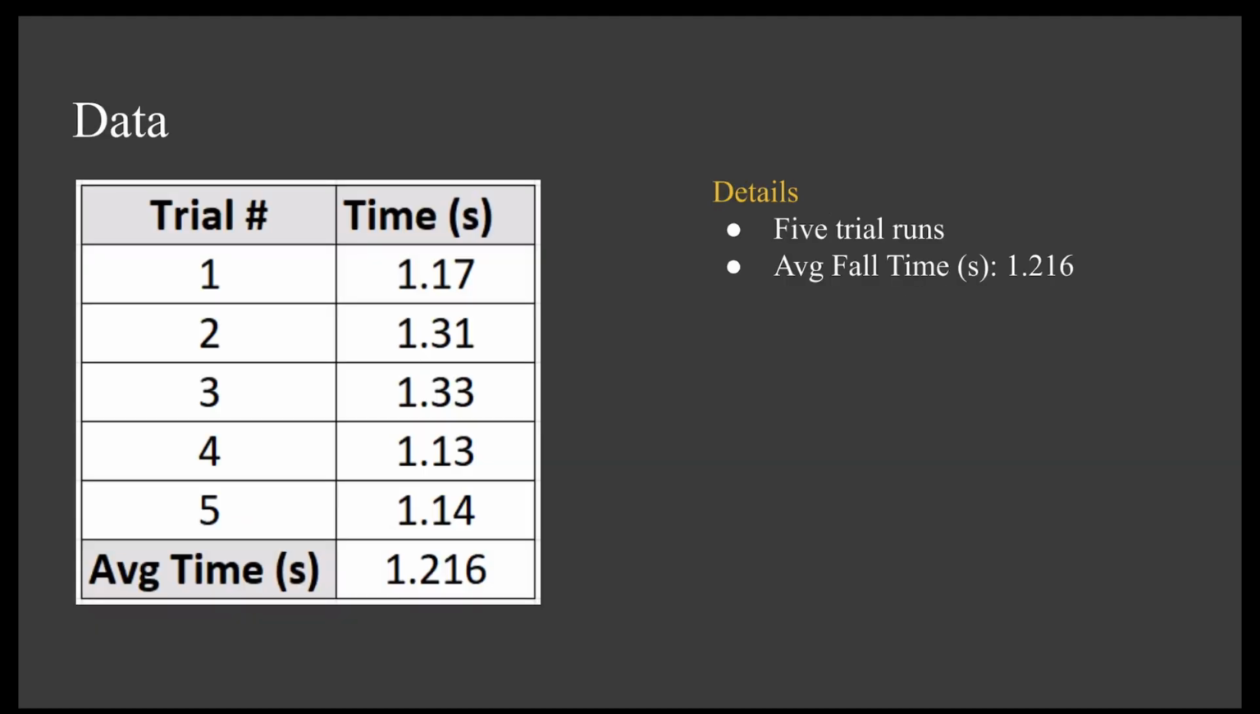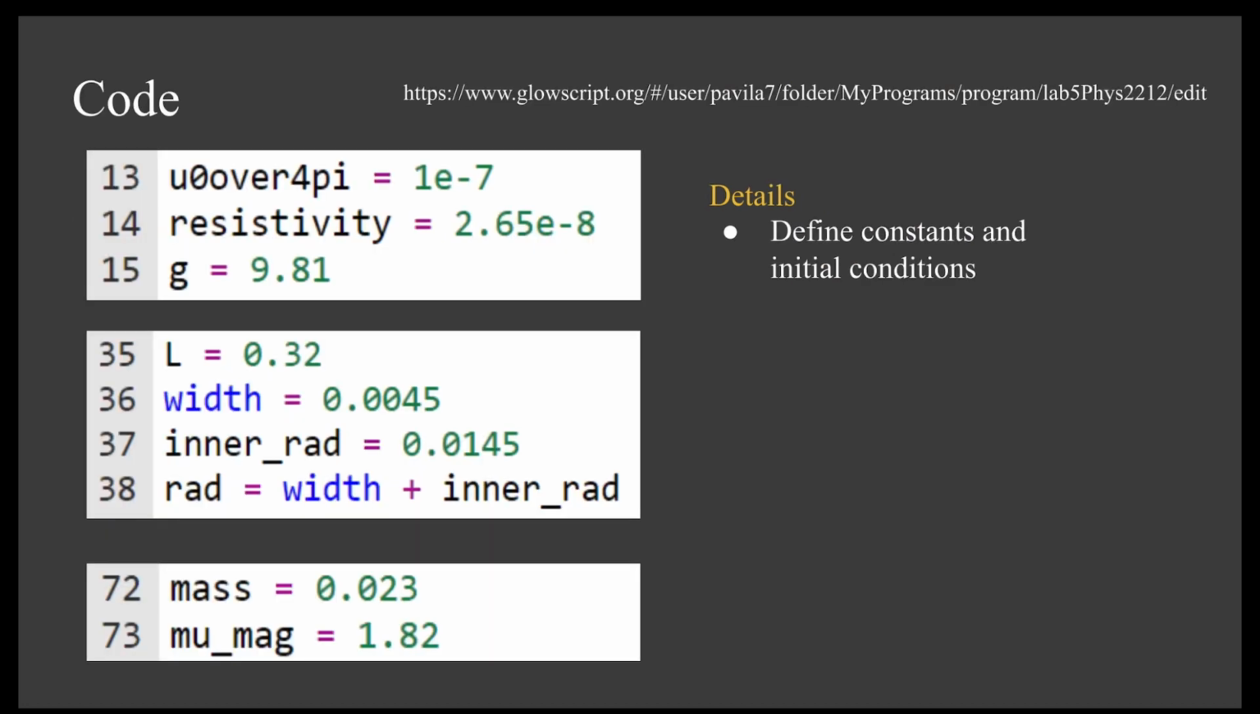As you can see from the 5 trial runs in this experiment, the average fall time of the magnet was approximately 1.216 seconds. Next, we'll analyze the code that gave us the computational solution to this experiment. We can start by defining all constants and initial conditions in this experiment. This includes values such as mu naught over 4 pi and the length and radius of the aluminum foil.